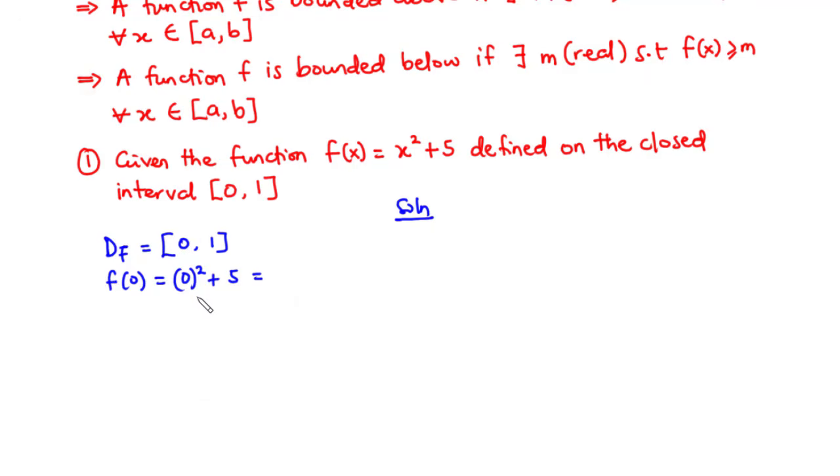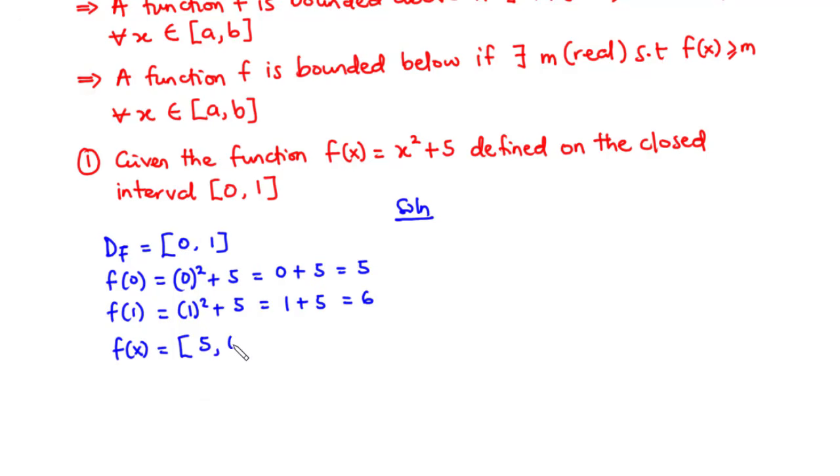So we have 0 squared plus 5, and that is equal to 0 plus 5, and then that is equal to 5. Now for f of 1, that is equal to 1 squared plus 5, and then we have 1 plus 5, and that is equal to 6. Therefore the range of this function, that is given by f of x equals the closed interval 5, 6.